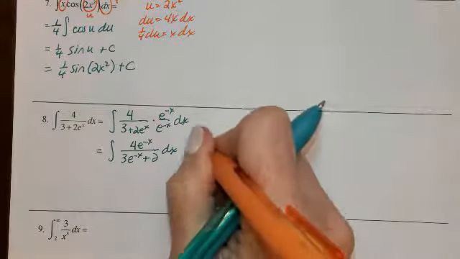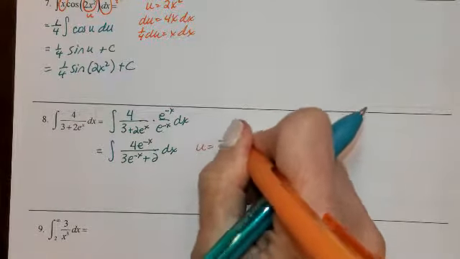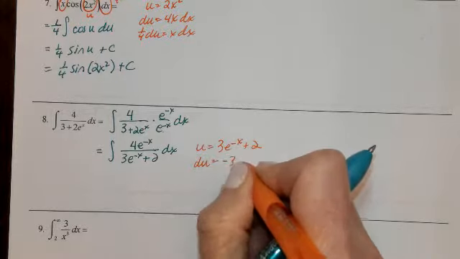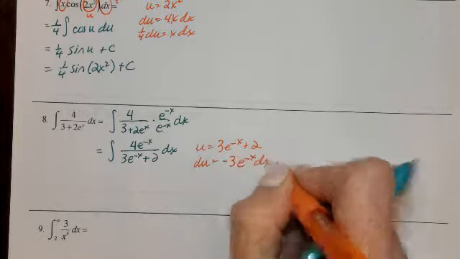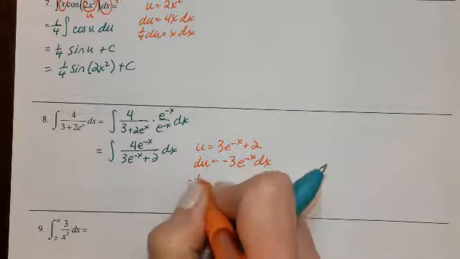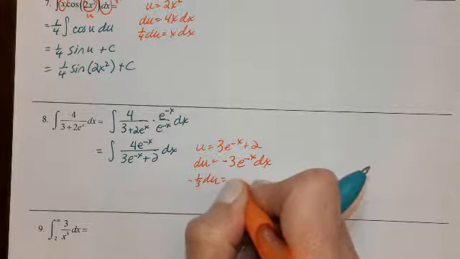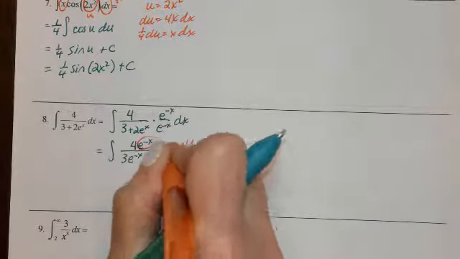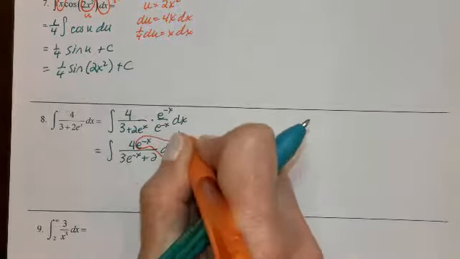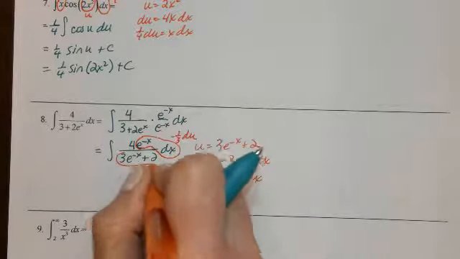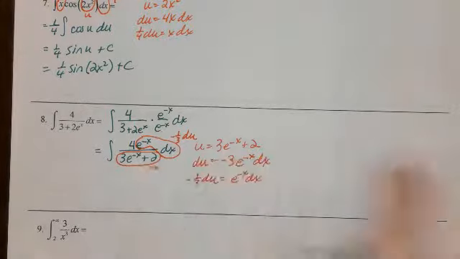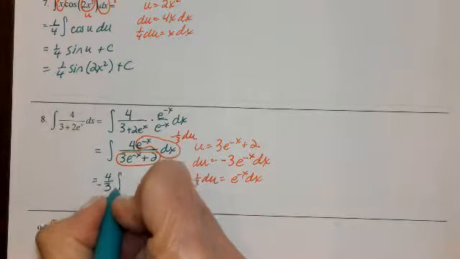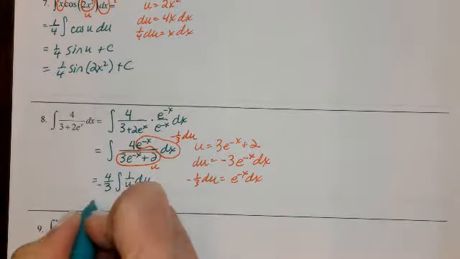Now I can do a u sub. U is the entire denominator. So du is negative 3 e to the negative x dx. So negative 1/3 du is e to the negative x dx. So I'm replacing e to the negative x dx with negative 1/3 du, and on the bottom I just have a u. So I'm going to pull out that negative 4/3, and then I just have 1 over u du.